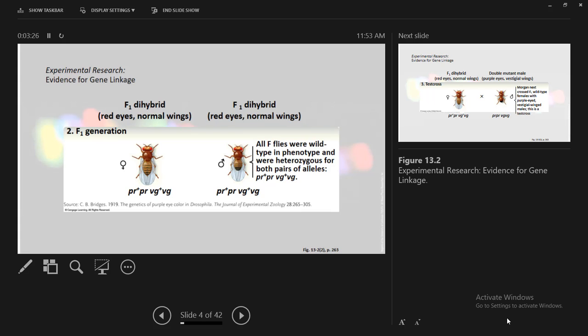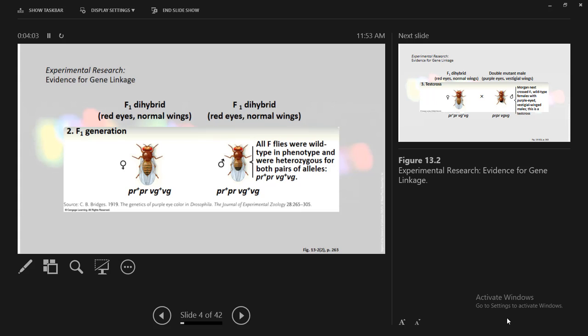Keep in mind, these two loci are on the same chromosome, meaning the PR gene and the VG gene. So in this individual, if there was no crossing over, you basically have mom's chromosome with the two wild types together, and dad's chromosome with the two mutants together. But if crossing over can create some independent assortment, then you can get some new combinations. Okay, are we okay so far?